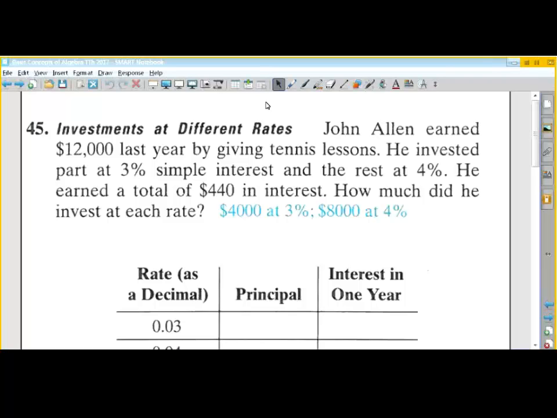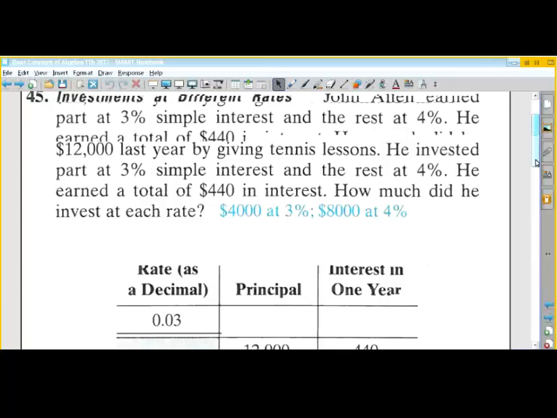John Allen earned $12,000 last year by giving tennis lessons. He invested part in 3% simple interest and the rest in 4% interest. He earned a total of $440 in interest. How much did he invest at each rate? Those are the answers, but let's see how we get to the answers.